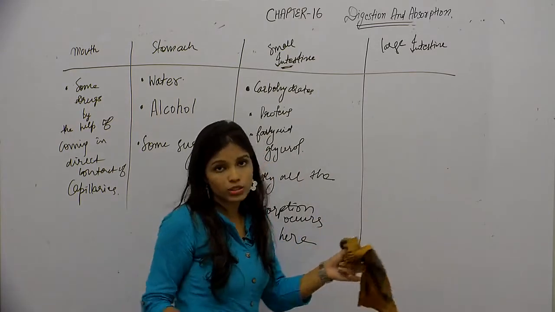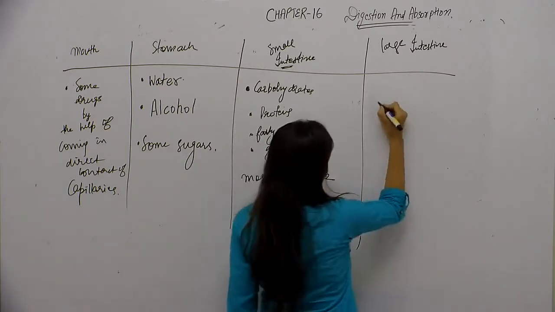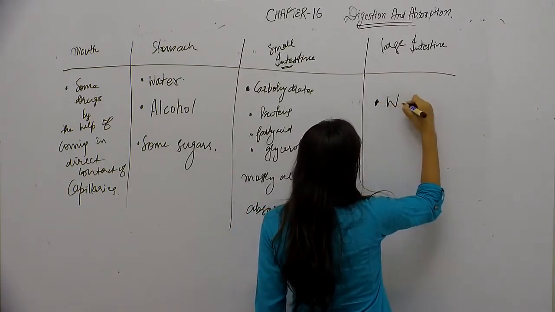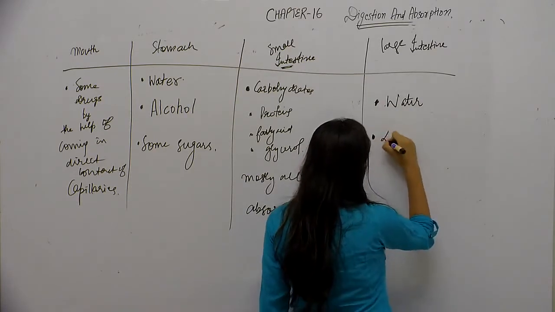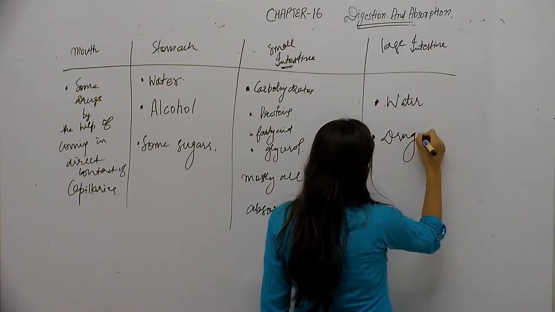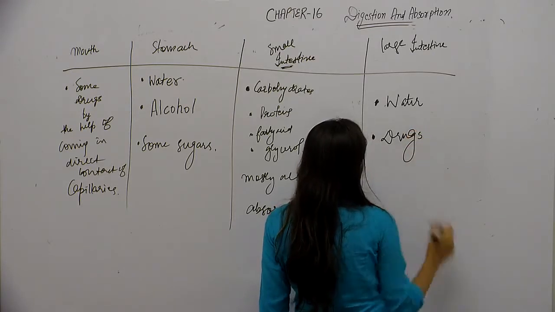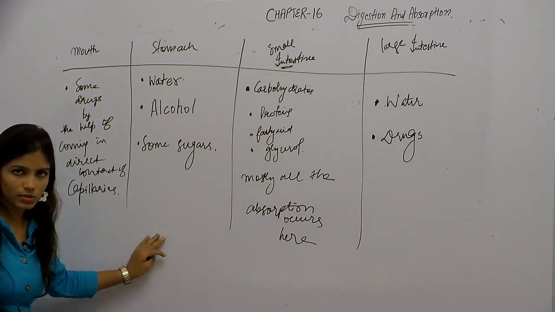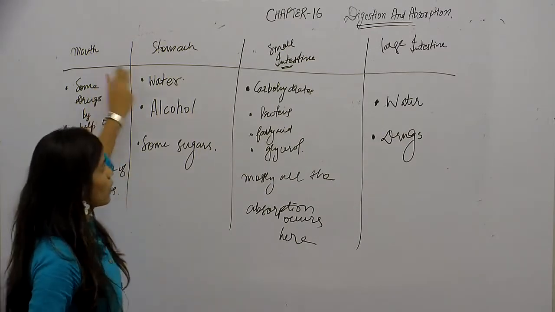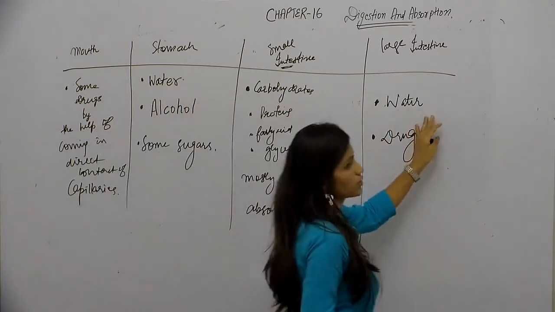And then let's come on to the large intestine. Here in the large intestine, what happens? The water is absorbed. Water is absorbed along with some drugs. So this is where all the absorption takes place in our body: in the mouth, the stomach, the small intestine and the large intestine.